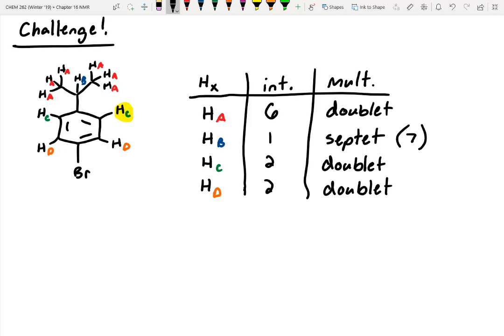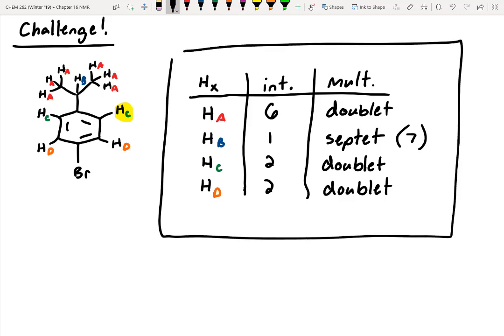All right, so what I want you to do for the problem of the day is I asked you to draw the spectrum. Don't do that. We haven't gotten that far yet. Just include a table like this for that unknown molecule.